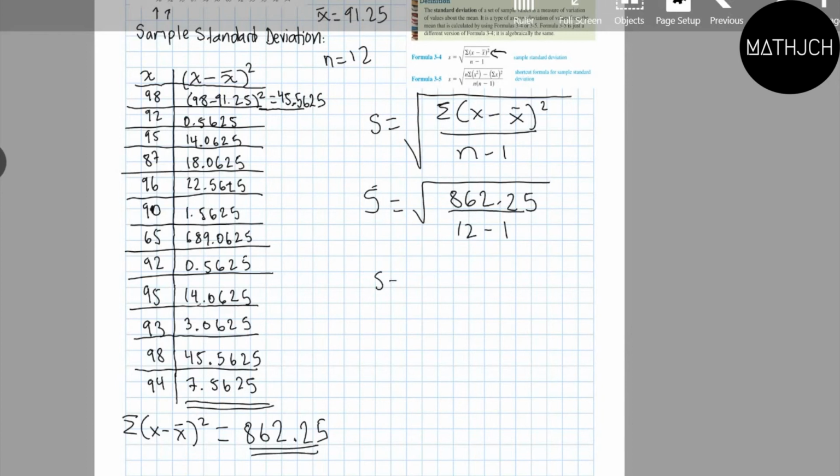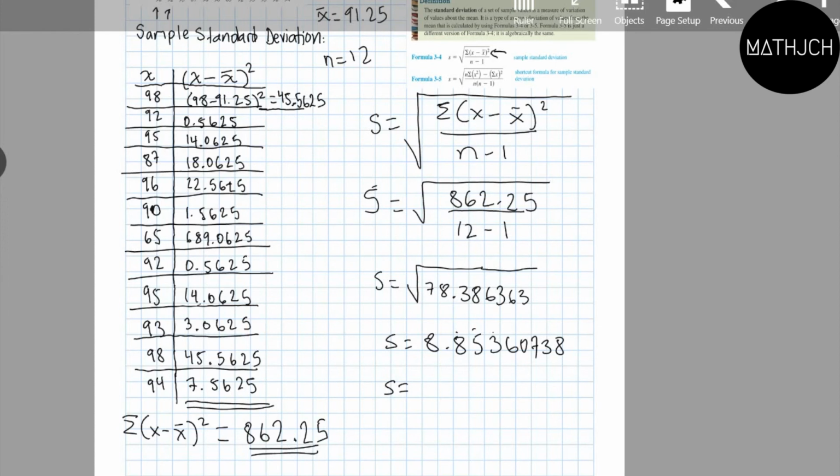Let's first find the inside. Let's divide 862.25 by 11, because that's 12 minus 1. That gives us 78.3863, and then the 63 keeps going. We could stop there. That should be fine. Now let's take the square root of that number. That gives us 8.85360738, which is a lot of numbers, so let's leave it with 4 decimals.